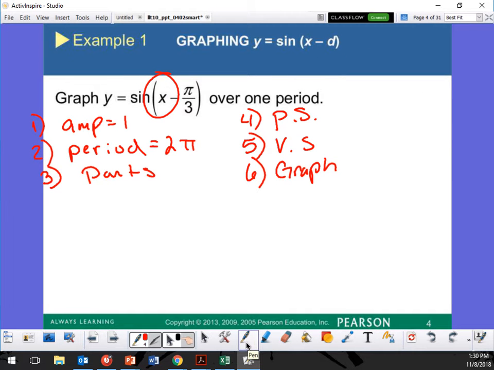Do we have that down yet? I know we're writing it down because these steps are important. Yeah, we have phase shift, which is this one. That's what we were talking about a moment ago. And then vertical shift is going to be my moving it up and down. We'll talk about that at the end of this unit. All right, so parts: 0, 1 fourth, 1 half, 3 fourths, and 1.